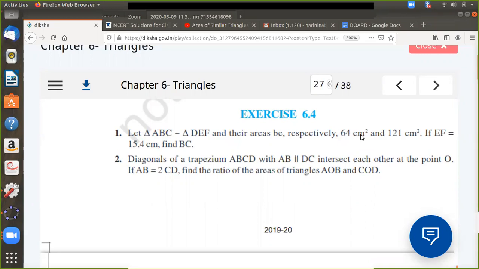So once you draw the diagram and complete ABC and DEF, you should be able to write their proportional sides. How will you write? The correspondence is already fixed. So it will be AB by DE equals BC by EF, which will be equal to AC by DF. That is the proportionality. Now using that proportionality, you will have to go back to the theorem. You know the theorem already. Area of triangle ABC divided by area of triangle DEF will be equal to AB by DE the whole square, which is equal to BC by EF the whole square, which is equal to AC by DF the whole square.